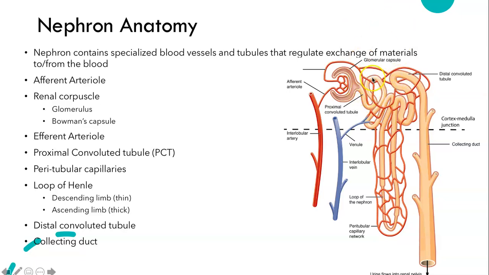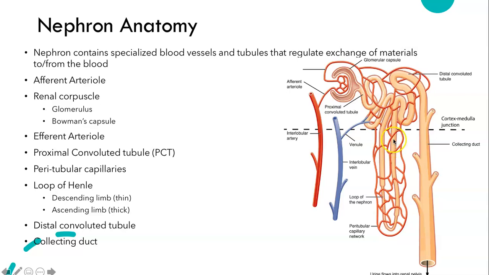Then as the filtrate travels down, it goes down this long looping tube called the loop of Henle, spelled H-E-N-L-E. There is a thin part, the part of the loop that goes down, and a thicker part, the part of the loop that goes up. So the filtrate will travel through the PCT, or proximal convoluted tubule, down the loop of Henle, and then back up the loop of Henle.